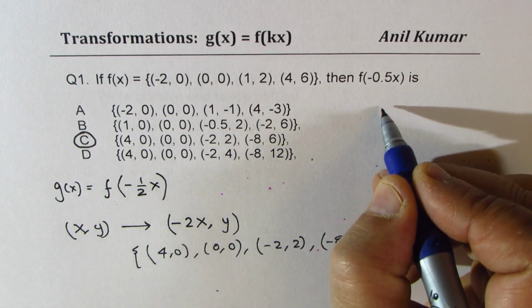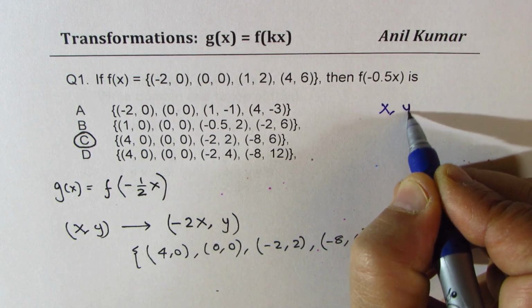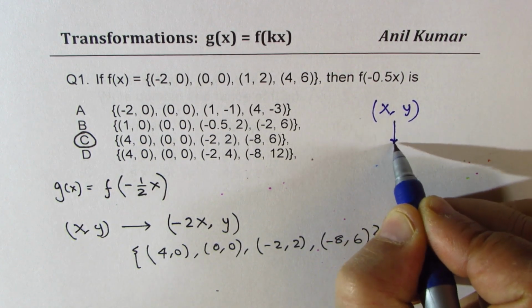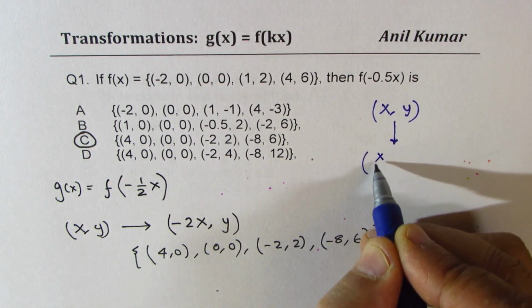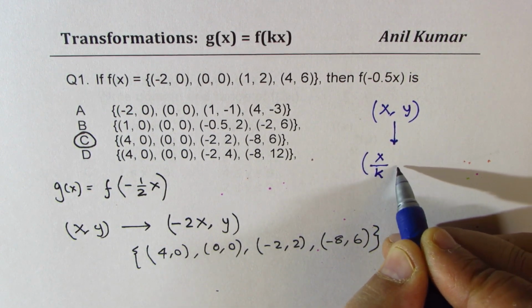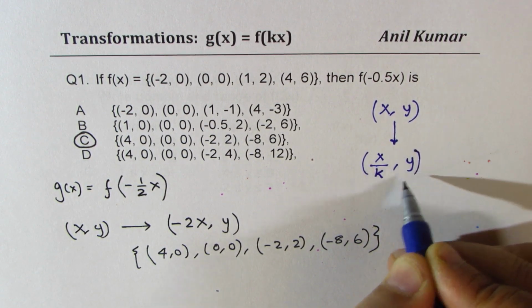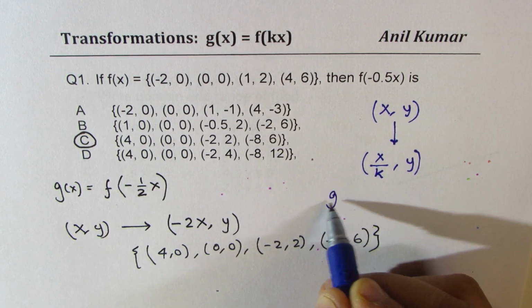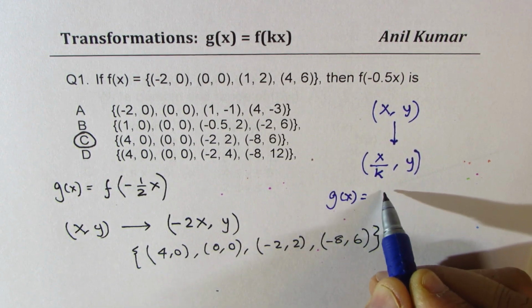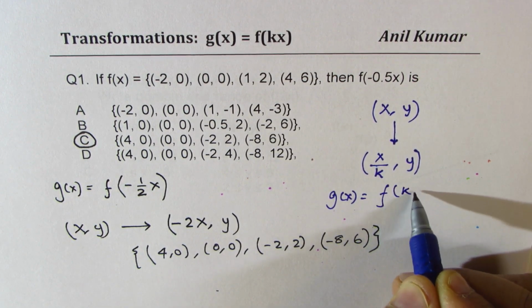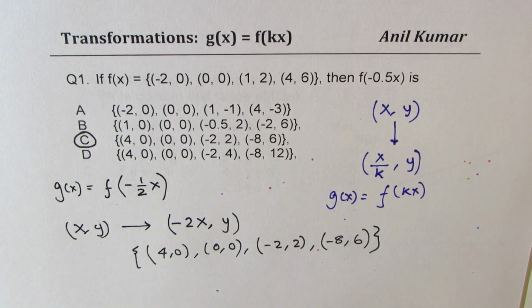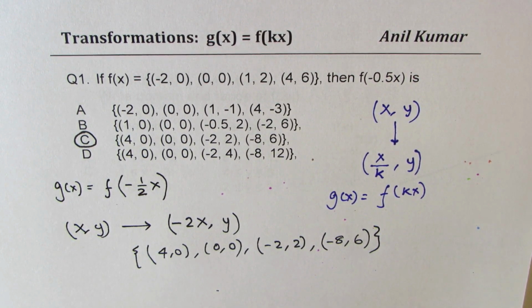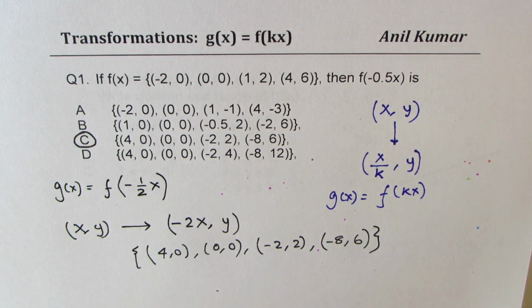So basically, if you have a point x, y, then it is changed to x divided by k and y remains the same. So that is the transformation for a function g of x equals f of kx, right? So use this transformation to solve such questions.